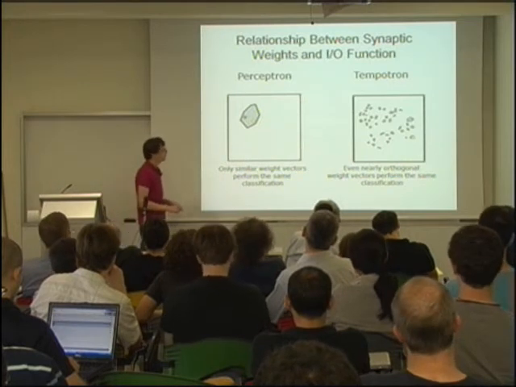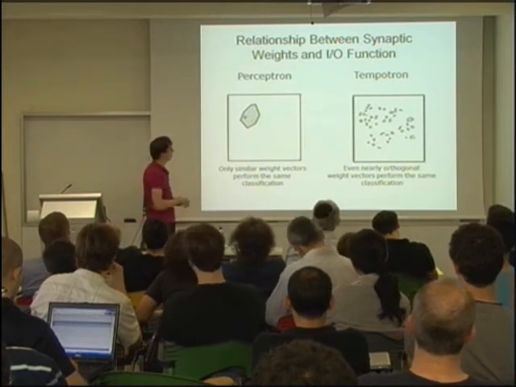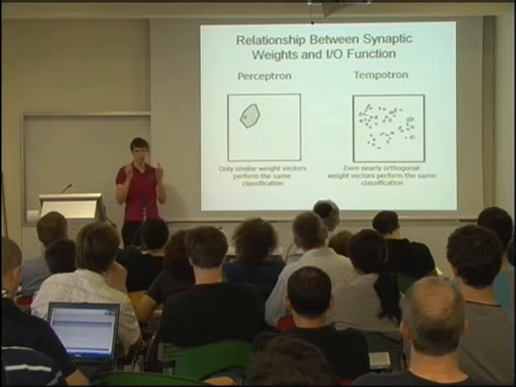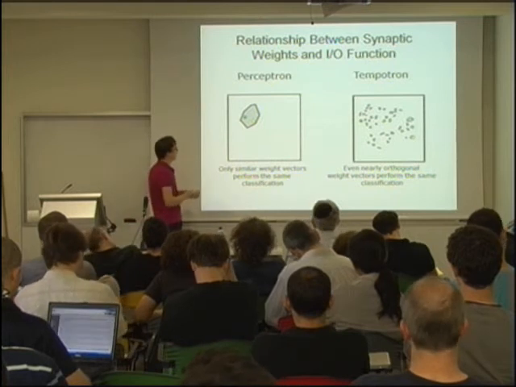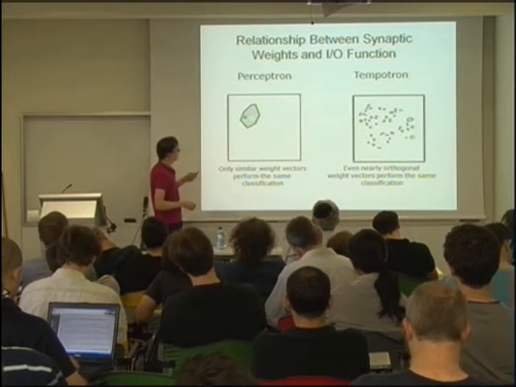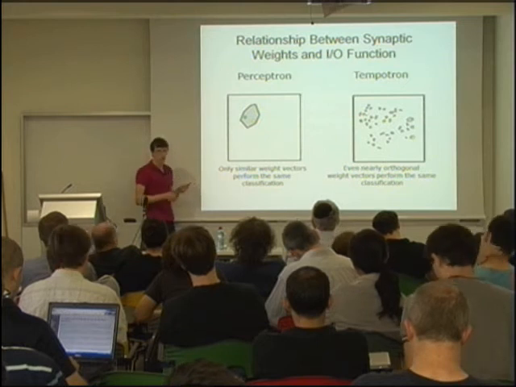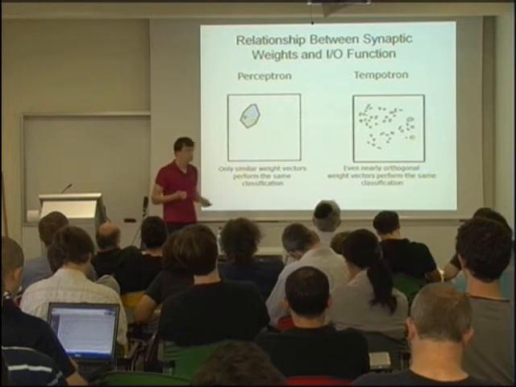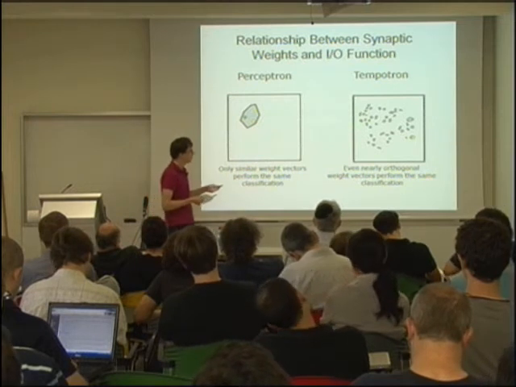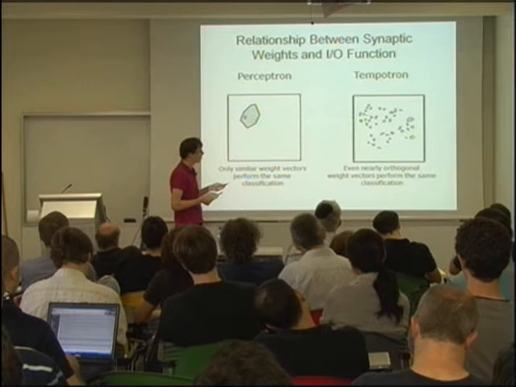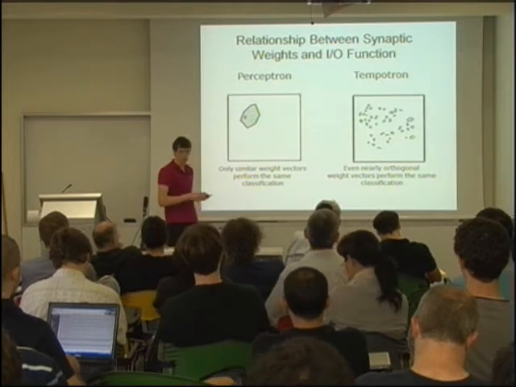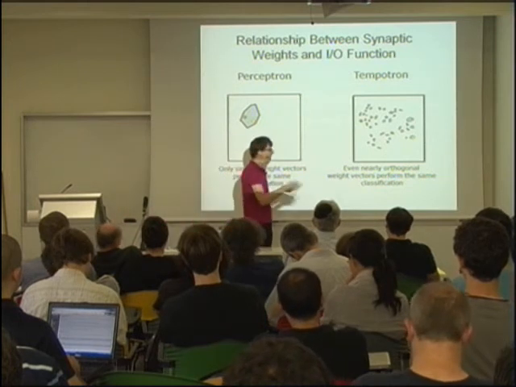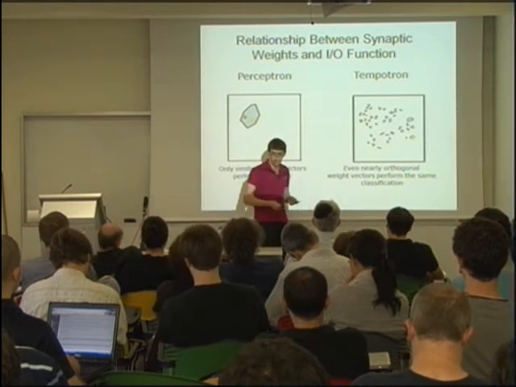If we think about these two models, and we look at two weights that solve the same classification problem: in the perceptron, in order for two weights to solve the same problem, they must be inside the solution space, and they must be very close to each other and very similar. In the tempotron, in contrast, two solutions can be very far apart. They can be almost orthogonal to one another, a completely different set of weights, but still make exactly the same classification.